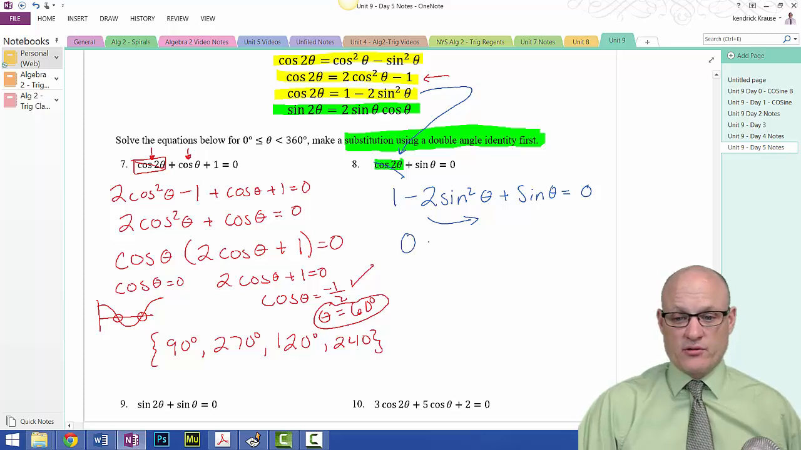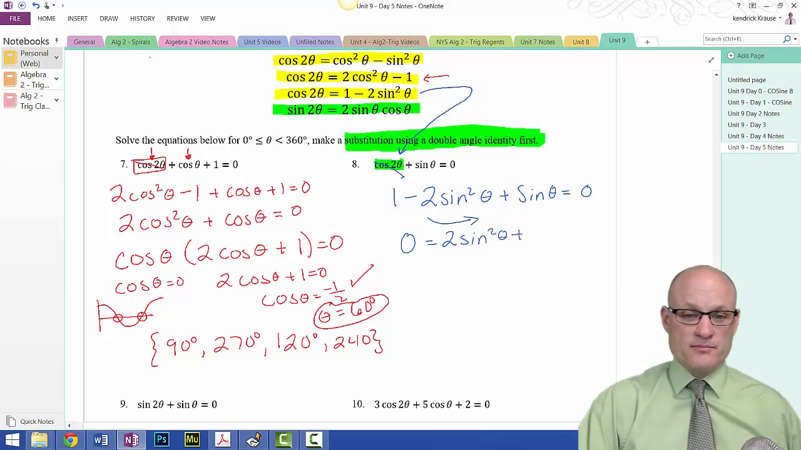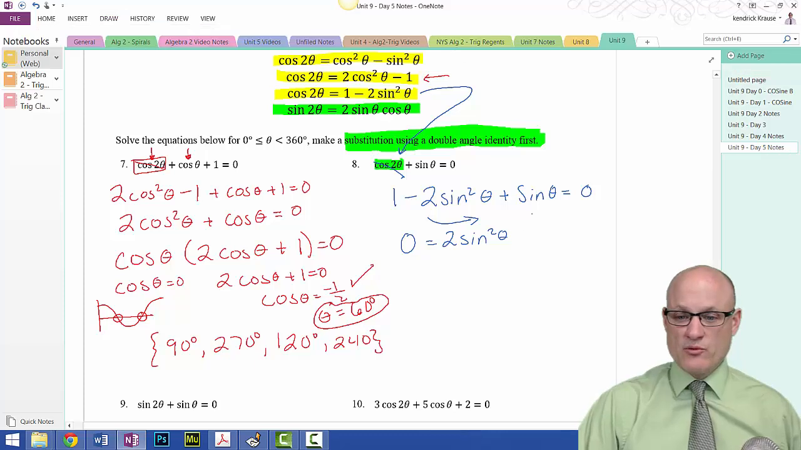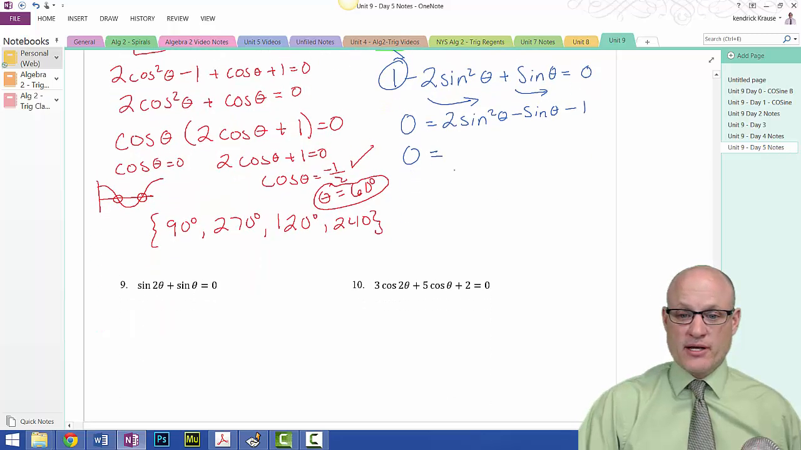So I'm going to have 0 equals 2 sine squared theta plus, one of those nights, when I move, I should show you what I'm doing. When I move this over, it becomes negative sine theta. And when I move this positive 1 over, it's going to become minus 1. I have a quadratic. Quadratics need to be factored.